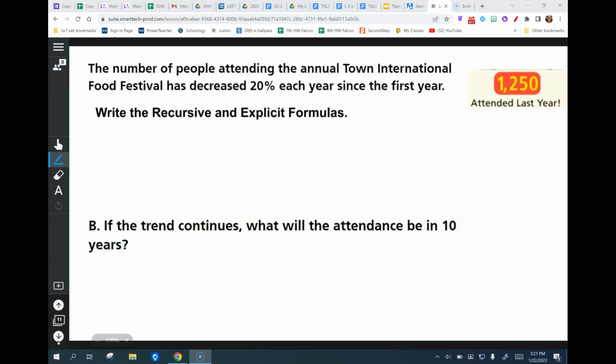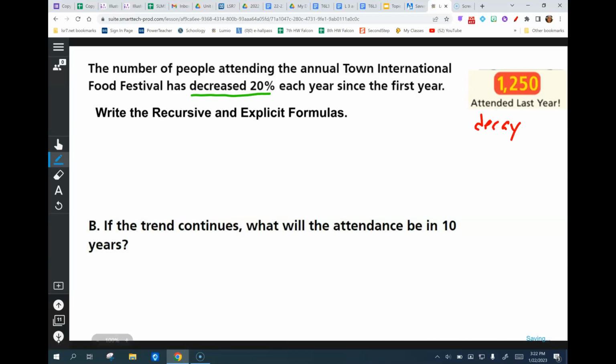You'll see that. The number of people attending the annual Town International Food Festival has decreased by 20% each year since the first year. Okay, write the recursive and the explicit formula. And what it's telling us is attended last year was 1,250. So what is happening here is we have a decay. So first off, what is the decay? Okay, so we're looking at the decay. This is a decay because it decreases.